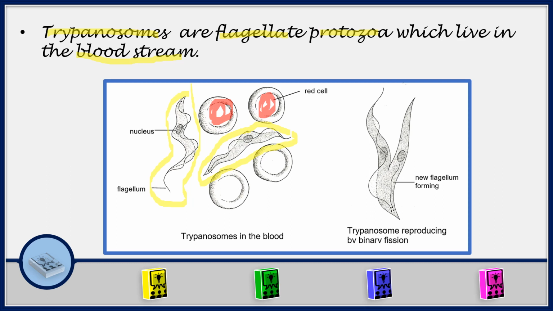Flagella, this string here that you see, is attached to one end. And if you look at this one, it comes from here. That one is what we call the flagellum. They are flagellated protozoa that live in blood.